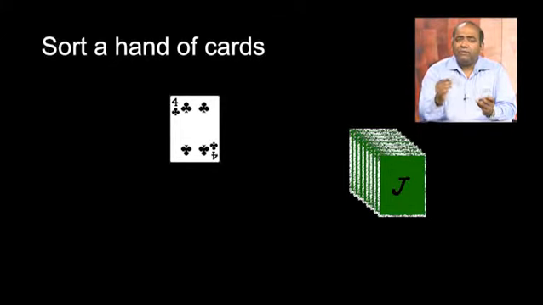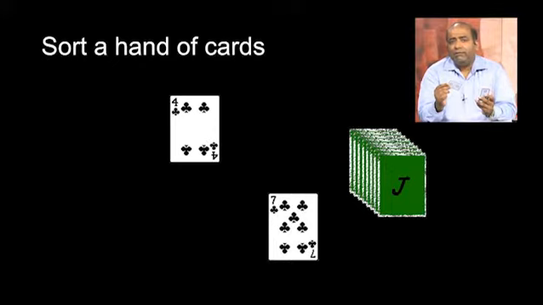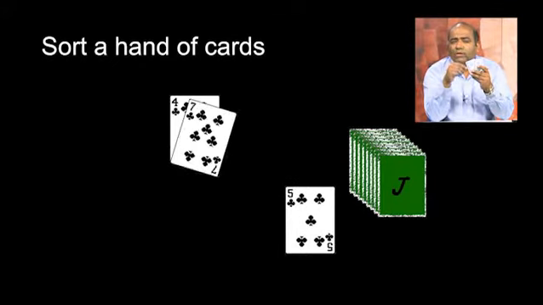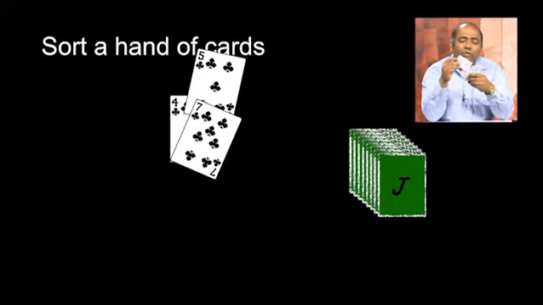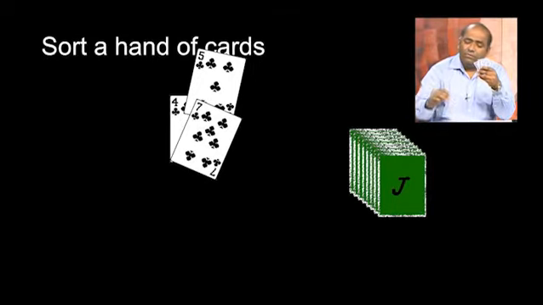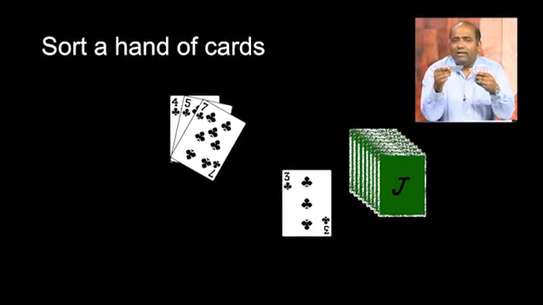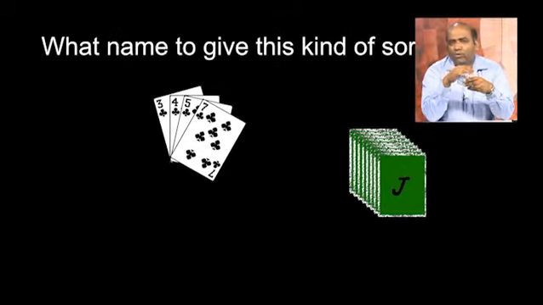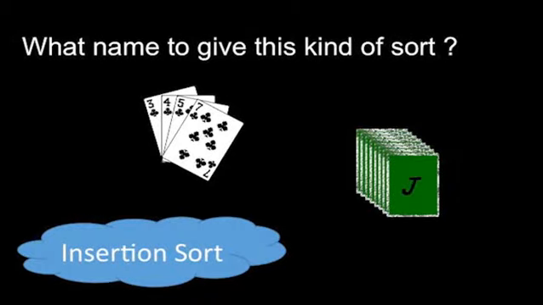then the next card comes, say 7, then we place it on the right side of 4, then we get a 5, and we place it between 4 and 7. Now, we get a 3, and I place it before 4. So, this is a kind of sorting. What name would you like to give to this method? Well, yes, it is called insertion sort.